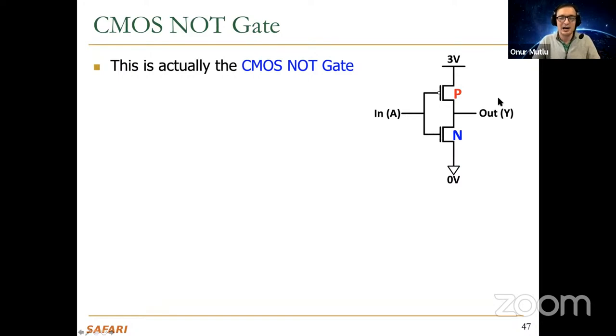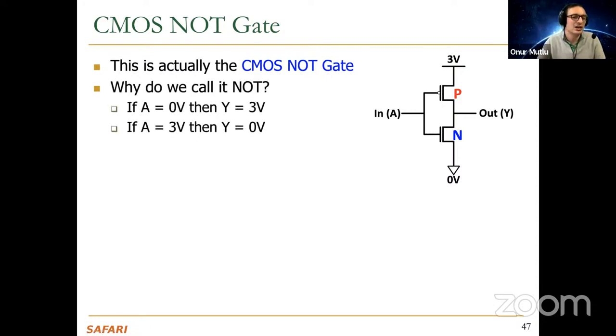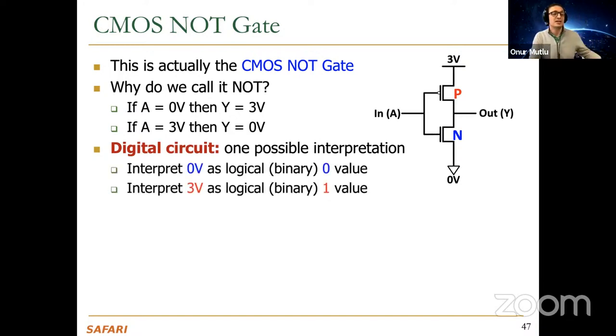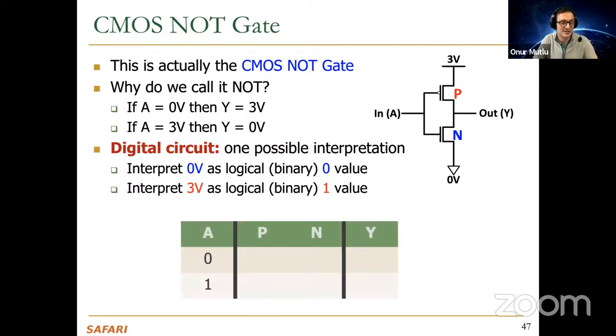We have basically the output is the NOT of input or inversion of the input or complement of the input. There are multiple names for this. And we call it NOT. So why do we call it NOT? Because we basically invert the voltage, let's say. If the voltage level is 0, we get 3. If the voltage level is 3, we get 0, right? And now you can encode values to it, right? Digital. If you want to have this digital abstraction, one possible interpretation will be interpret 0 volts as logical or binary 0 value and interpret 3 volts as logical binary 1 value. Now you can actually operate on binary logic. And we're going to actually build Boolean algebra based on this. So this is our digital abstraction now.